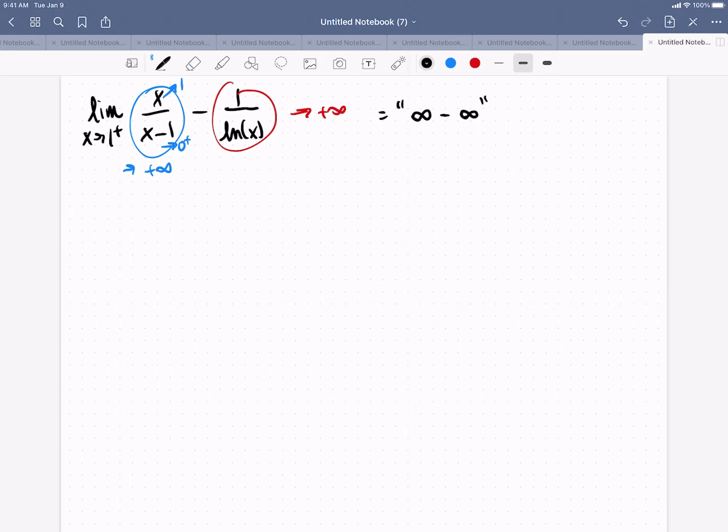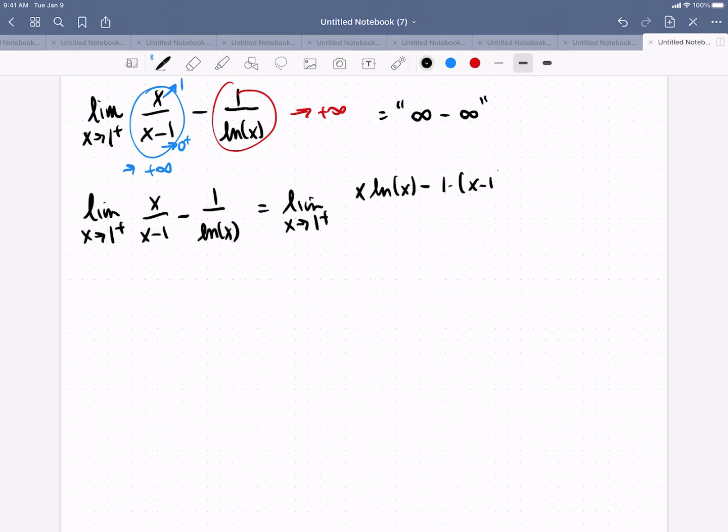And the way we're going to start, it looks like we're going to just try algebra. So let's just do algebra on the expression inside the limit. All right, I'm going to write this as a single fraction. So that would be x log x minus 1 times x minus 1, right? Cross multiplication, as it were. And the denominator is the common denominator, x minus 1 times log x. So let's just simplify once and check to see if this is a proper indeterminate form.